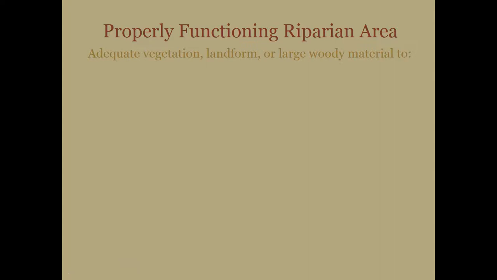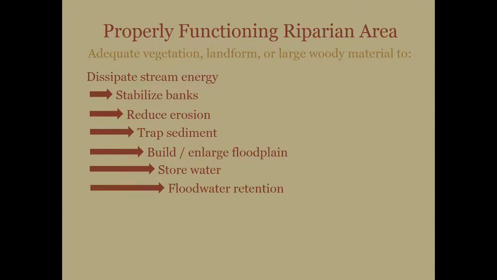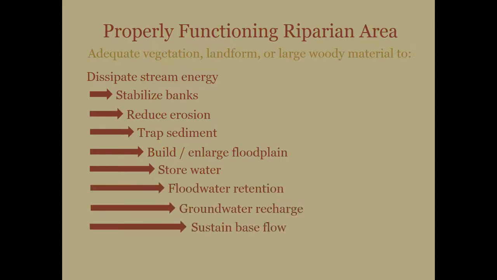If you will recall, our definition of functioning condition involves having enough stuff, vegetation, landform, or large woody material to first and foremost dissipate stream energy. Then and only then do we begin to have stable banks, reduced erosion, sediment trapping, enlarged floodplains, stored water, floodwater retention, groundwater recharge, and sustained base flows. So it is physical function that produces the values that we appreciate and demand from our creeks and rivers. This is the key concept.